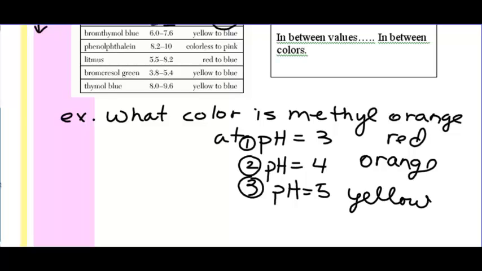So not only do you have to be able to read this in general, what color are you in an acid, what color are you in a base, but you must be able to answer questions like, what color is thymol blue when the pH is 9? So 9 falls in the range of values, so you'll be in the range of colors. A mix of yellow and blue makes green. The answer to that question is green.